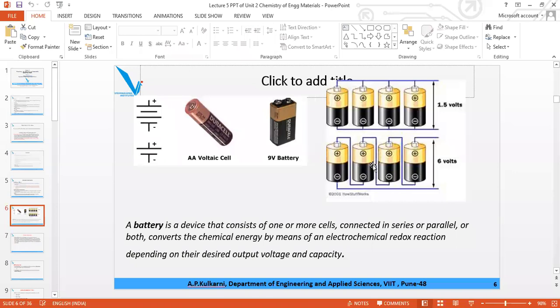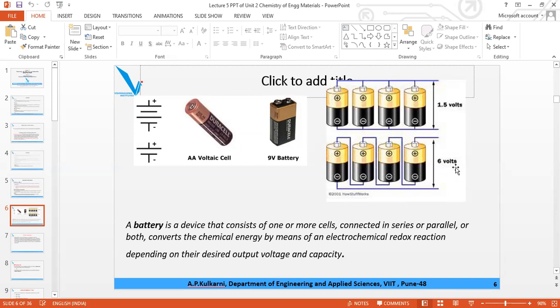So a battery is a device consisting of one or more cells connected either in series or parallel or both, which converts chemical energy into electrical energy by electrochemical redox reaction. Electrochemical redox reaction means oxidation reduction reaction. Depending on their output voltage and capacity, we have different types of batteries.